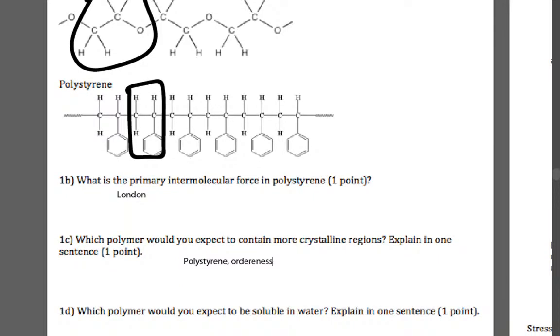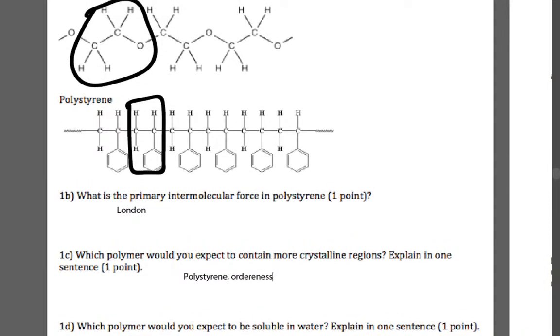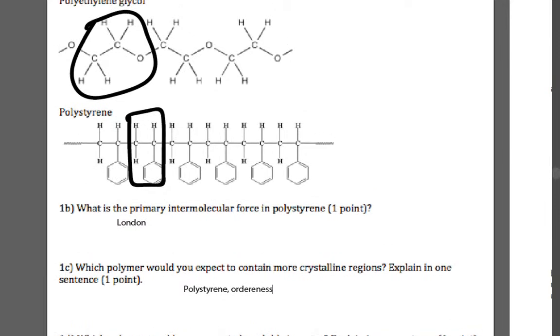Which polymer would you expect to be soluble in water? Oh wait. Which polymer would you expect to contain more crystalline regions? Well, yes, 1C. Polystyrene would be a lot more ordered than polyethylene glycol, even though it has those hydrogen bonding. So I guess that would be the answer.